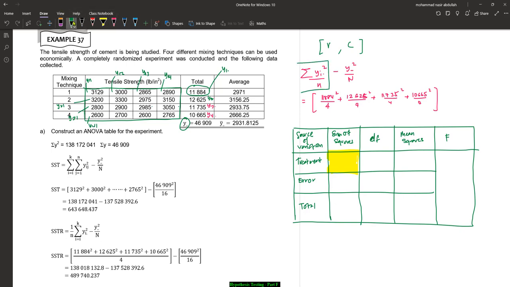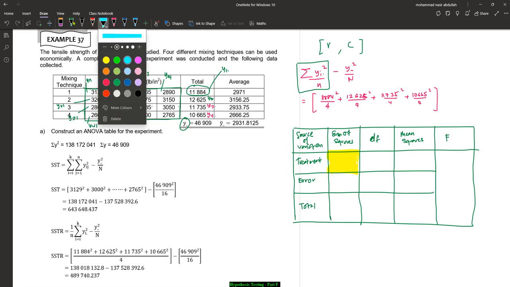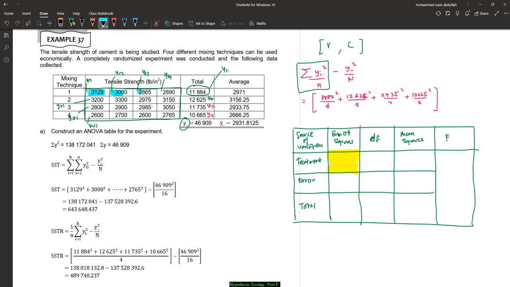Means that we need to sum all the y I dot square divided by n. So n ni mana dapat? So we have 4 observation kan kat sini. So 1, 2, 3, 4. So we divide by 4. So minus with y dot dot square. Y dot dot means that the total of all observation.